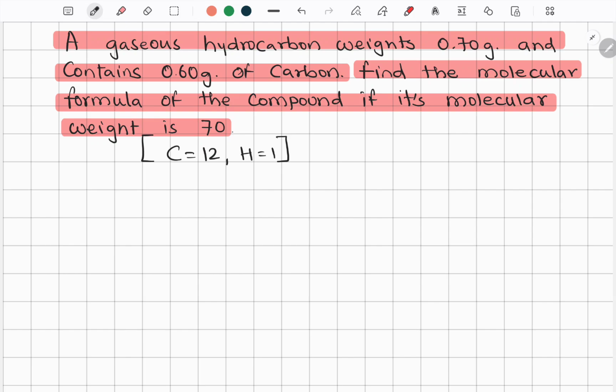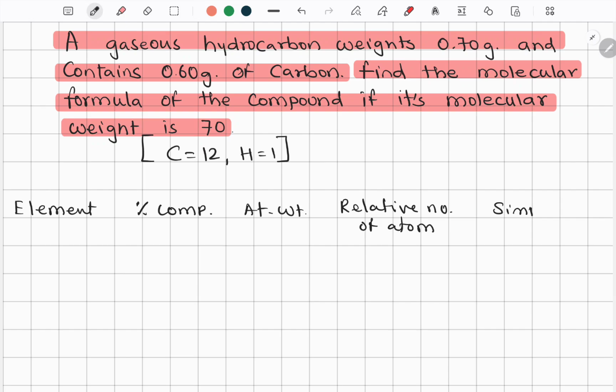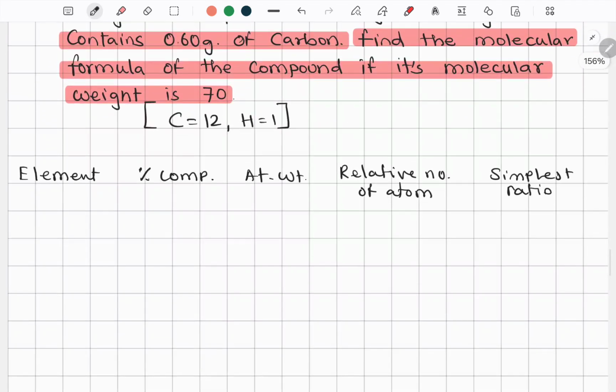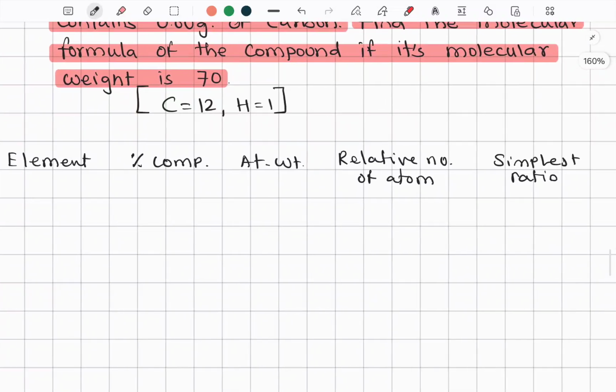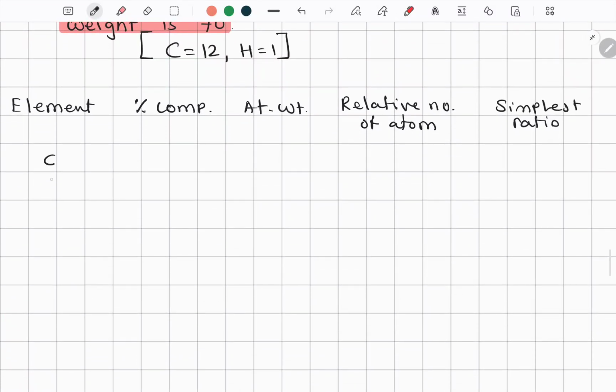Okay, once again it's a very simple question. So how do we proceed with this type of question when we have to calculate the molecular formula? It's very simple. We have to form the first table. So it says the element, then comes the percentage composition, then the atomic weight, then the relative number of atoms, and then comes the simplest or simple ratio. The elements shown over here are carbon and hydrogen, so I'm going to write carbon over here and hydrogen over here.